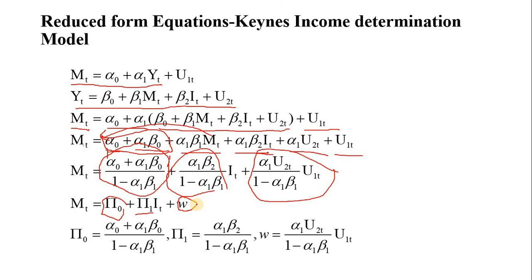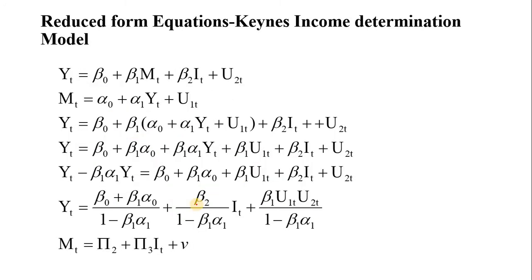Here we have solved for Mt. Now you can also solve for Yt. How can you solve for Yt? You take the equation Yt, where M is appearing. This is the M equation, so you substitute the value of M here: beta 0 plus beta 1 into alpha 0, beta 1 into alpha 1 Yt, beta 1 into u1t. All the other things will remain.